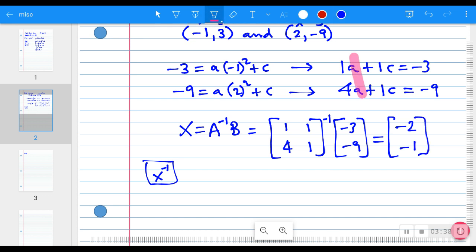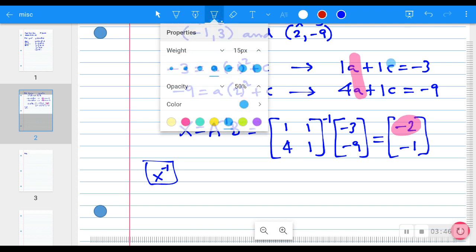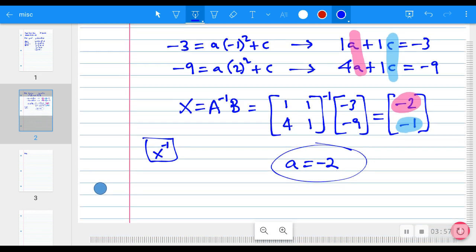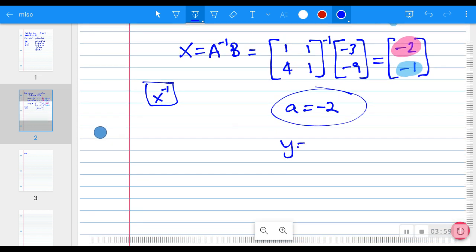Now, because the first column is a, this would be the a value. And then the c value is second, so this is the c value. And the problem just wants to know what a is. So a equals -2 is your final answer here. Now, if it asked for the equation, you'd take it a step farther. You'd say y equals -2 for the a, x squared plus the c value of -1, and that would have been your answer if you were asked for the equation.